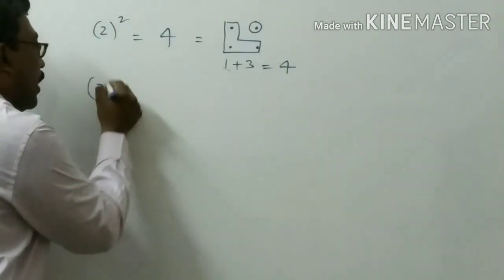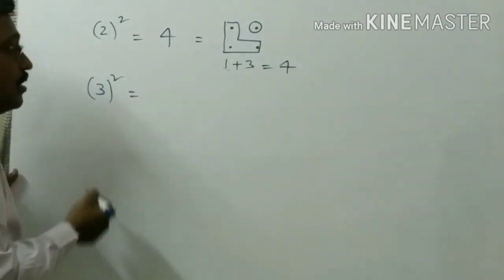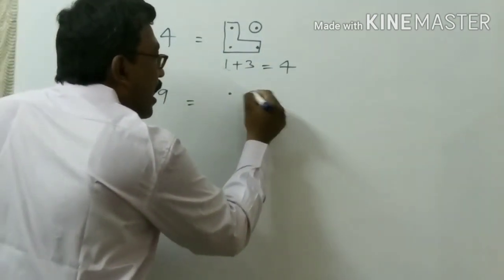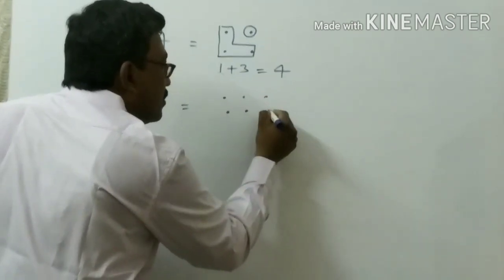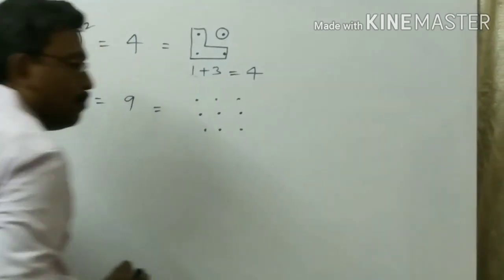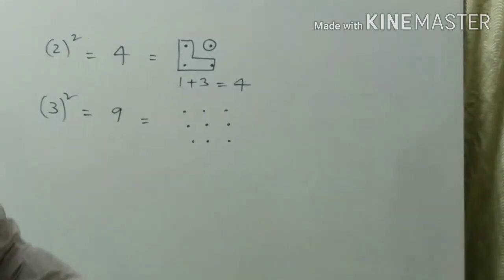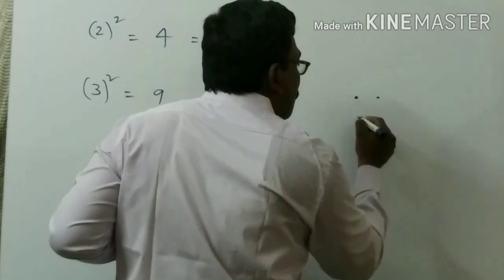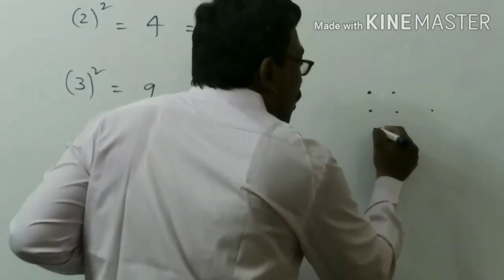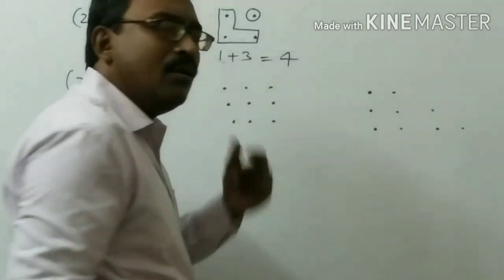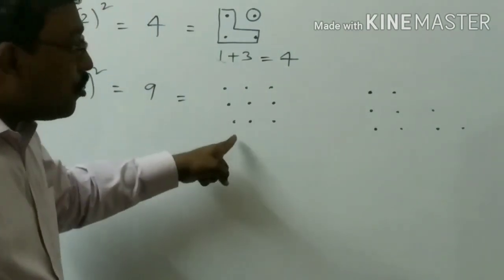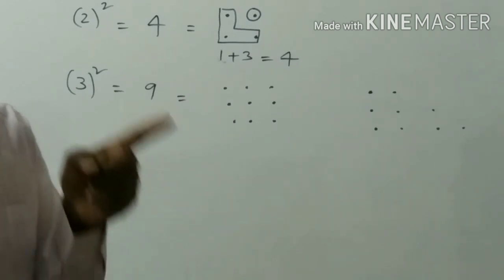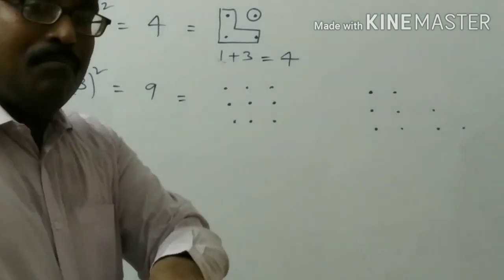Suppose 3 square, which is equal to 9. If you place 9 dots, you can have a doubt here: Sir, why should I draw 9 dots like this? Suppose like this, 1, 2, 3, 4, 5, you can draw. But why am I drawing like this? I am finding a relation between triangular numbers and square numbers.